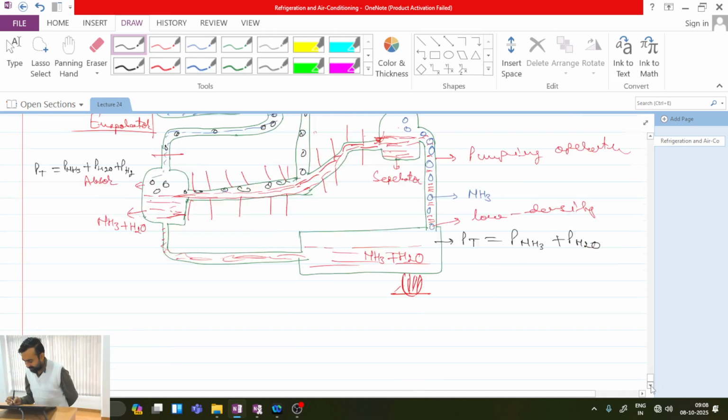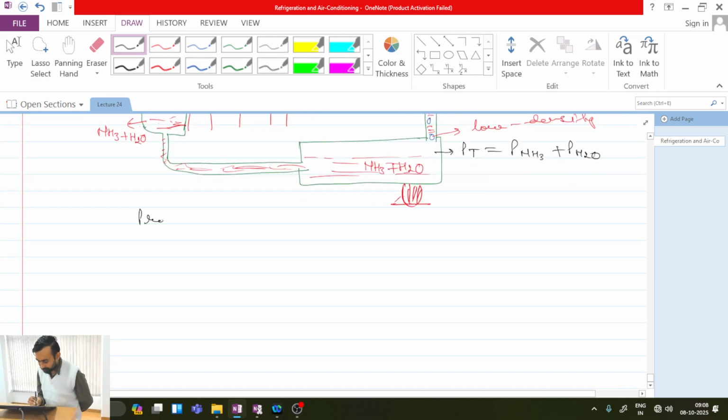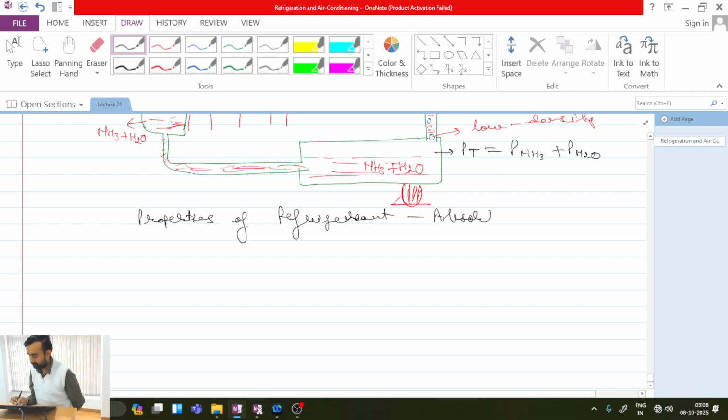One very brief topic, that is, properties of refrigerant and absorbent. Let me quickly discuss and then this unit is over. So what should be the ideal properties of refrigerant and absorbent? In the absorber, what do we want? In the absorber, we want the refrigerant vapor to immediately mix with the liquid.